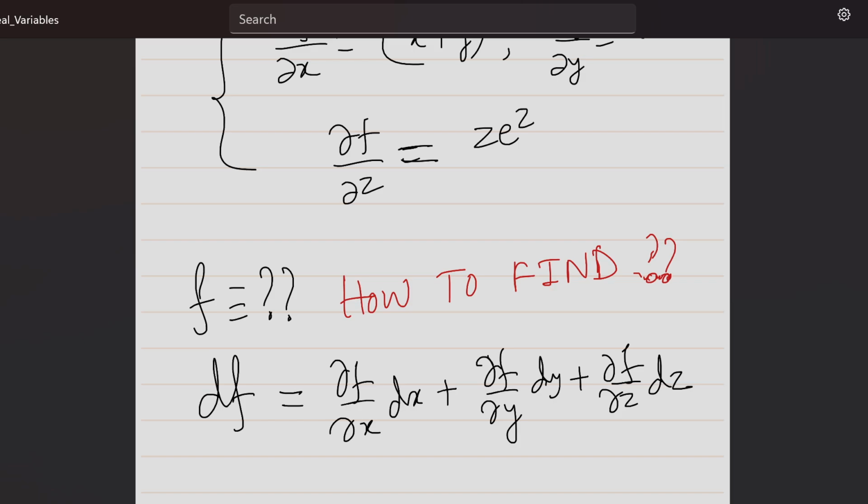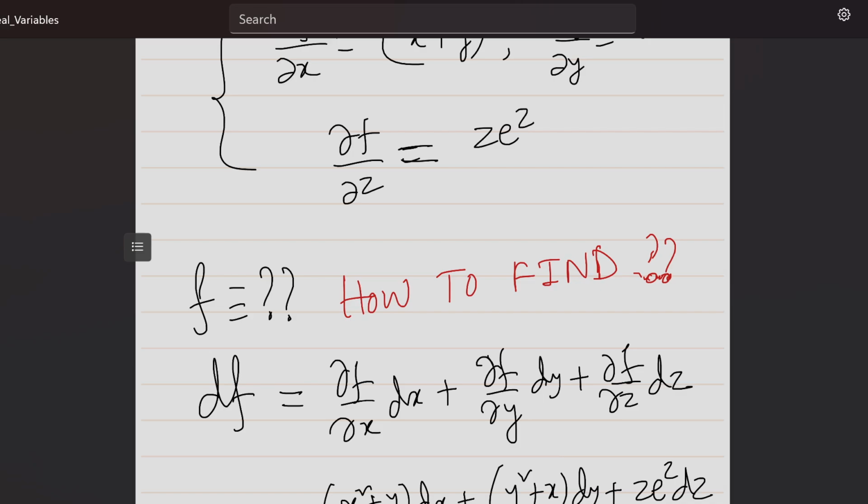This formula you know? F is a function of three variables x, y, z. So if I integrate this df, then I will get f, right? So what is del f del x? Del f del x is x square plus y. What is del f del y? It is y square plus x. Del f del z is z e power z.